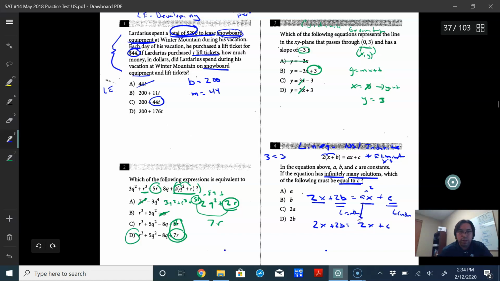In doing that, we know these values eliminate each other because our ultimate objective is to eliminate the x's. And so 2b equals c, which is what the question asks must be equal to c. That has to be answer choice D for us.